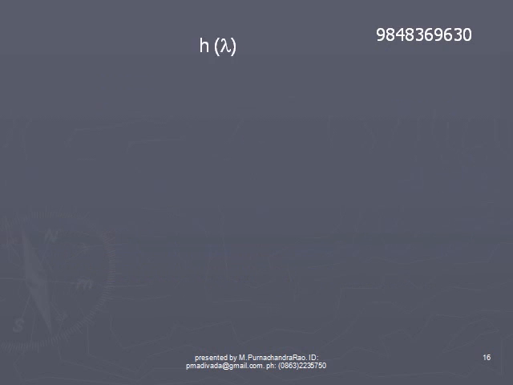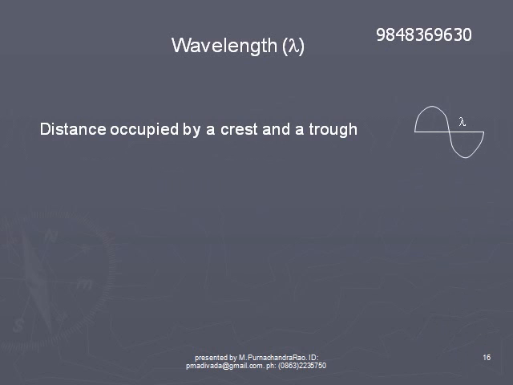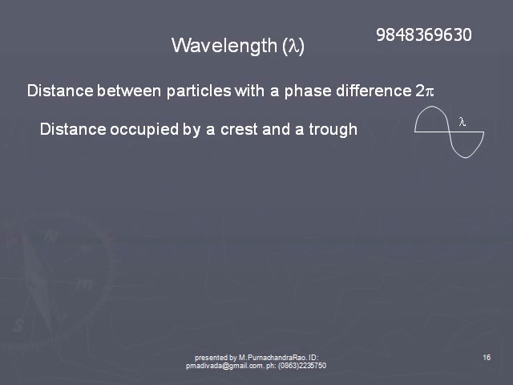What is the wavelength of the wave? In the case of a transverse wave, it is the distance between two successive crests, or between two successive troughs, or the distance occupied by a crest and a trough. If the phase difference of two particles is 2 pi, then the distance between the two particles will be the wavelength lambda. So we can say it is the distance occupied by a crest and a trough.